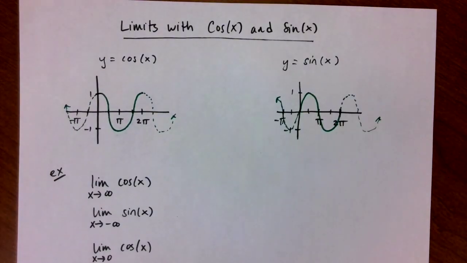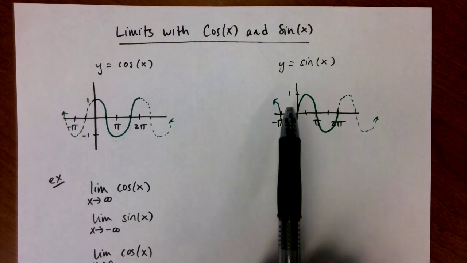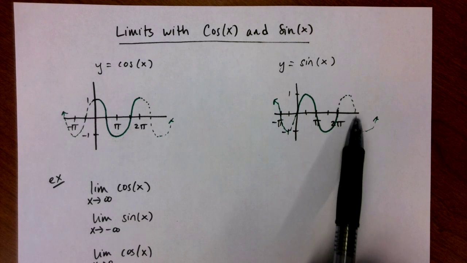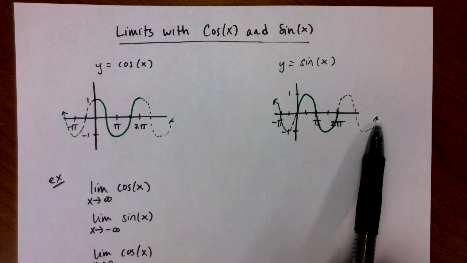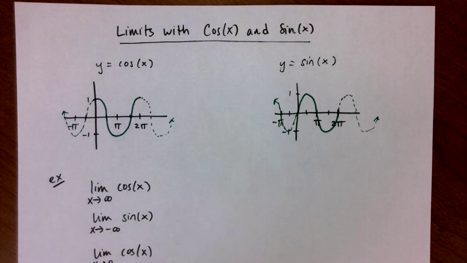All right, so knowing that these bounce between -1 and 1 forever is enough information to get by with a lot of limits. So we're going to try a few limits below, and then we'll talk about how this connects to the squeeze theorem that we learned a while ago.